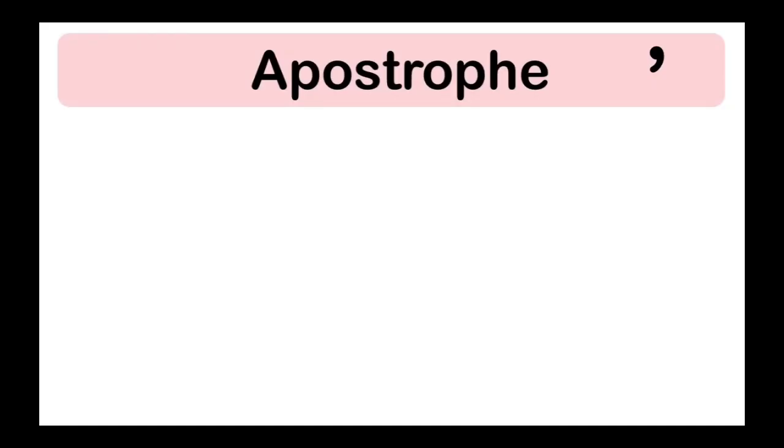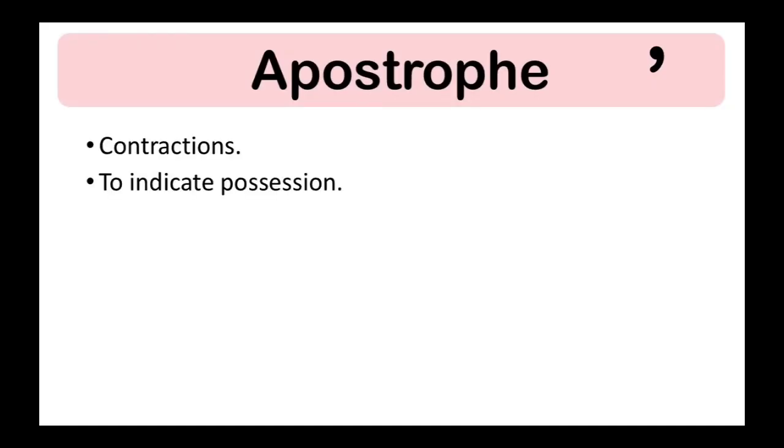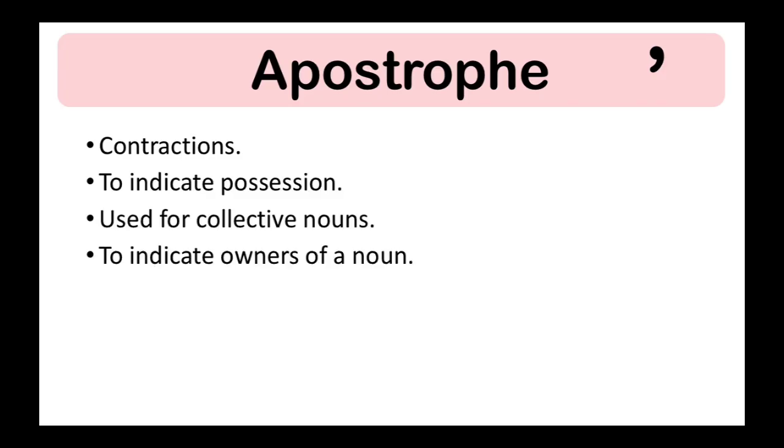Apostrophe. Apostrophes are used with contractions. To indicate possession, they are used for collective nouns and are used to indicate owners of a noun.